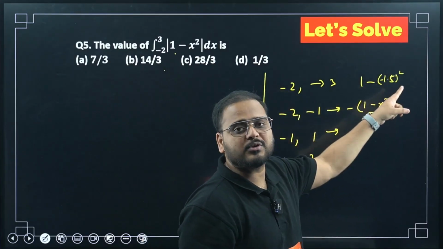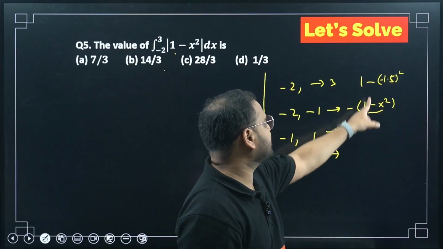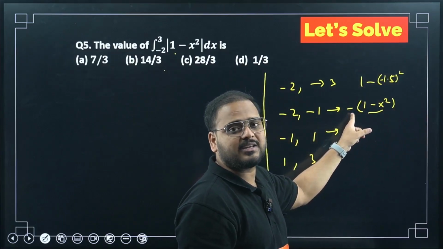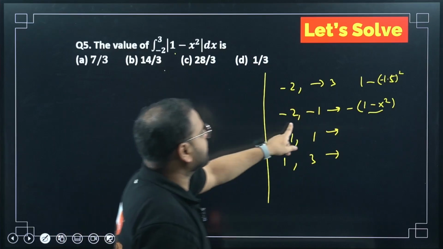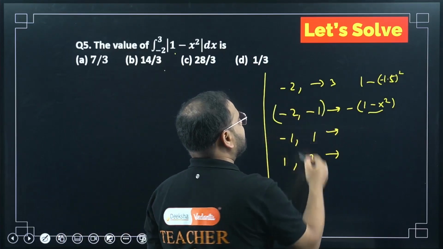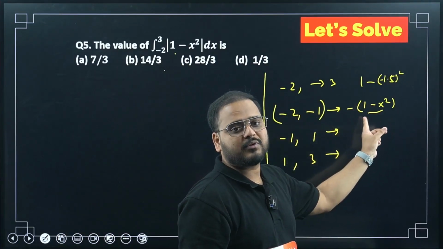1 minus 2.25 is how much? Minus 1.25. For that reason, that is a negative number. This has to open with a minus sign. So the mod will open with a minus sign. So what is the function in this interval? Minus 1 times (1 minus x square).